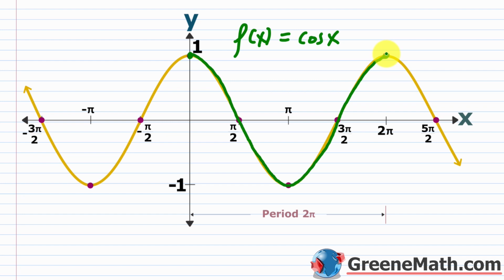So just like with f of x equals the sine of x, the domain for each is going to be all real numbers. The period for each is going to be 2 pi. So that stuff's the same. The range is -1 to +1. That's the same. The x-intercepts, this is going to be different.